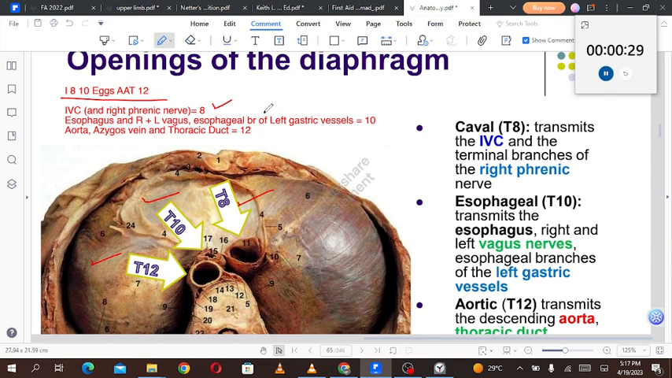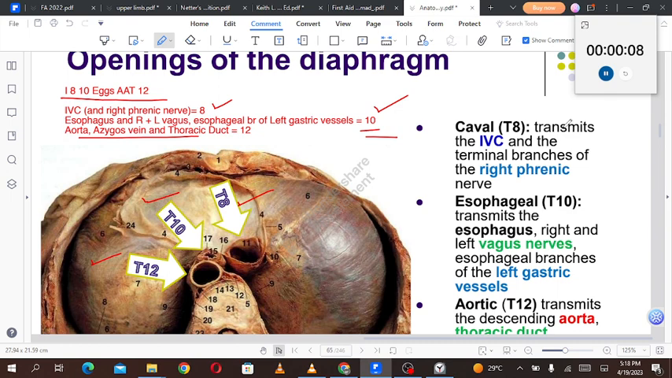Esophageal branch of left gastric vessels. So that is basically the esophageal branch of the left gastric vessel. So the esophagus and right and left vagus nerves, along with the esophageal branch of the left gastric vessel, are exiting at the T10 level, and the aorta, azygos vein and the thoracic duct at the T12 level.